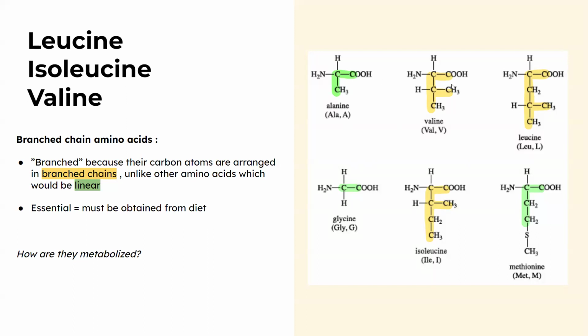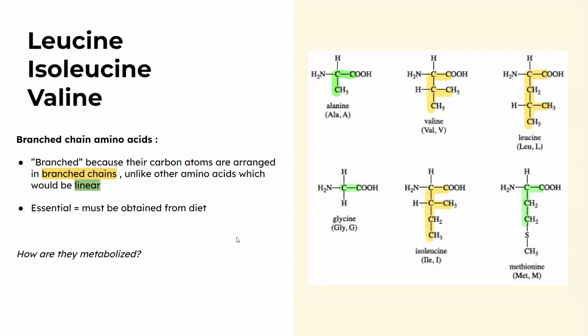On the other hand, for the branched chain amino acids, you're going to have chains coming out. I can't just draw it in one go. So you can see here branches. We call them branched chain amino acids because of that reason, and they're all essential, meaning that you have to obtain them from your diet. You need to get them from your food.